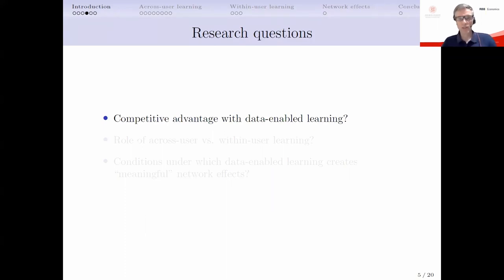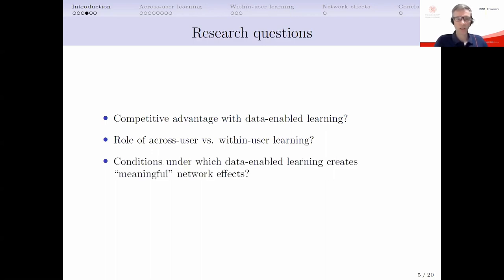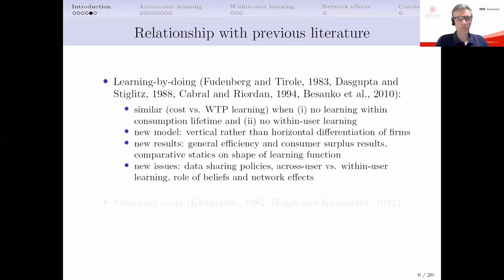Okay, so the research questions we want to ask in this paper: basically, we want to map out the competitive dynamics that arise under this data-enabled learning. Think about the differences or similarities between the role of across-user or within-user learning, and understand when this data-enabled learning creates meaningful network effects, network effects that are going to actually lead to coordination problems for consumers.